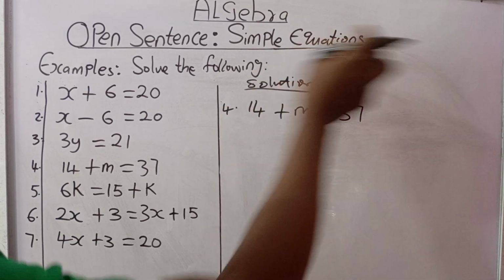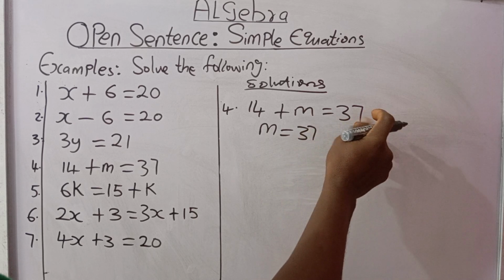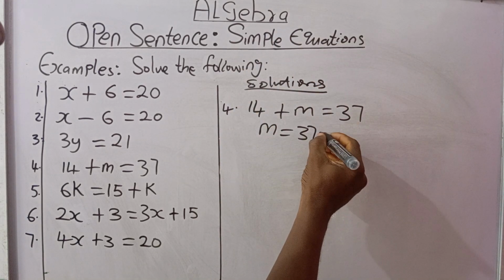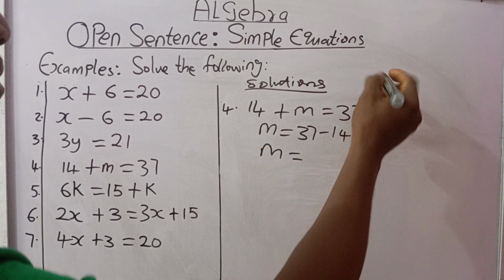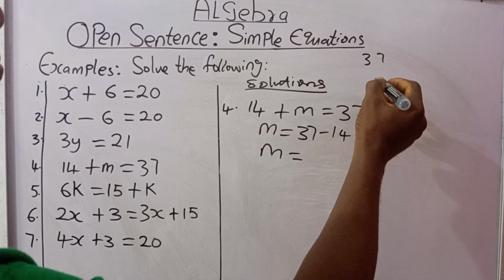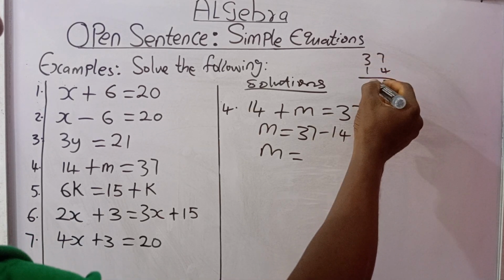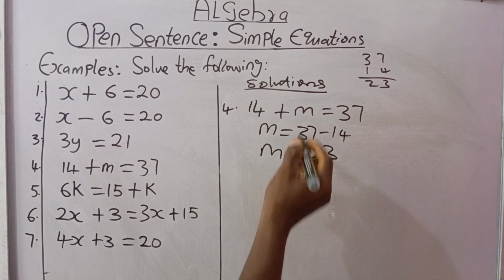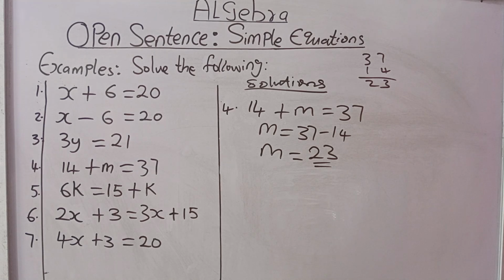So we collect like terms by letting it move to the other side. So we have 37 at the right hand side already. Then plus 14 moving to this side becomes what? Minus 14. So n will give us 37 minus 14. So this gives us 23. So the answer to the question is 23. Now when we say 14 plus 23, it will give us 37. So that becomes the answer to the question.